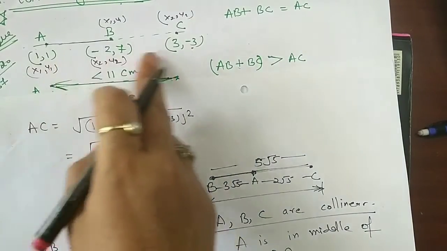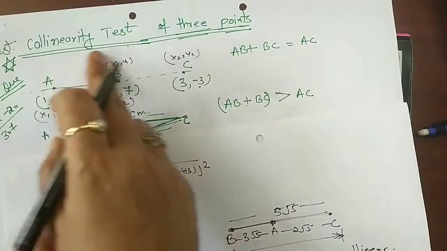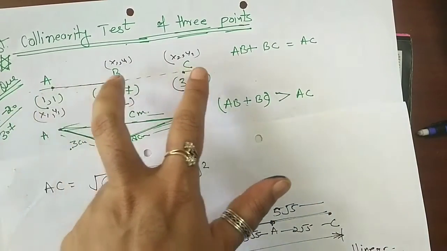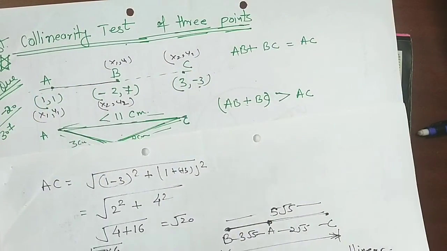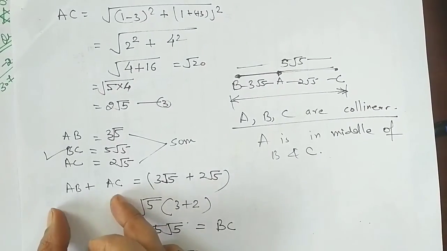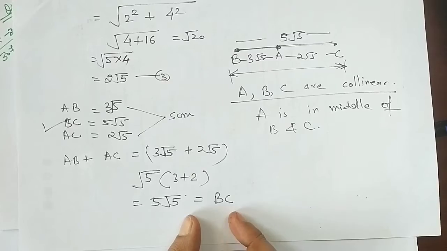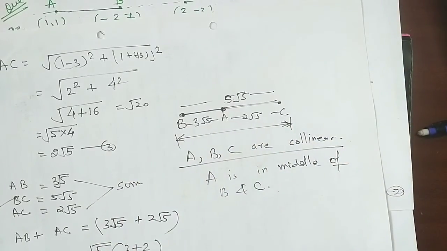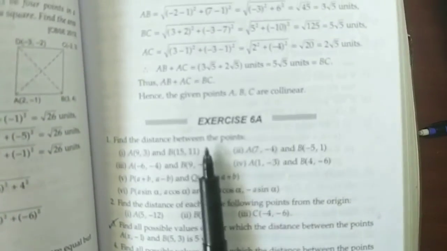I hope guys you understood the collinearity test. So for collinearity you have to find AB, BC and AC and see if the sum of any two sides is equal to the third side, then they are in line. Now you are all set guys to solve 6A from R.S.